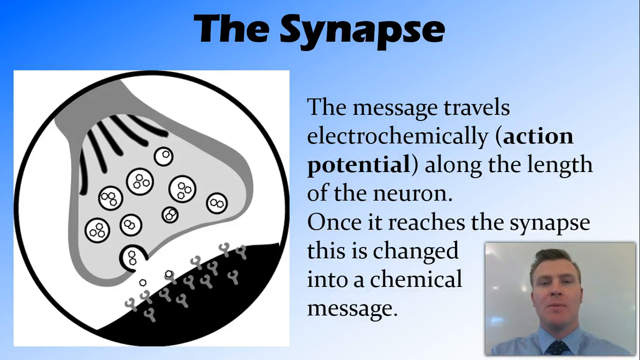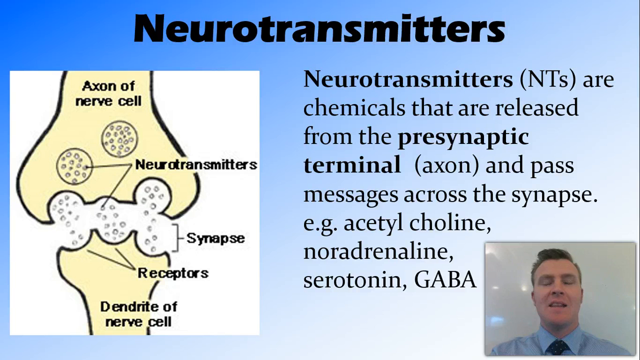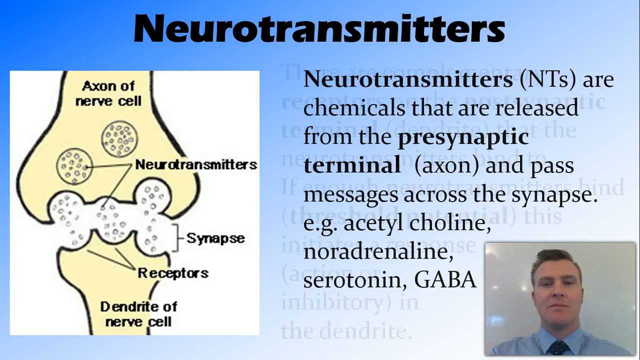That electrochemical potential isn't able to cross that gap. So this electrochemical impulse, or action potential, needs to be turned into a chemical message to cross this gap. The chemicals that send that message are called neurotransmitters. Neurotransmitters are released from the axon of one neuron, or the presynaptic terminal, and pass that message across the synapse. Some examples of neurotransmitters include acetylcholine, noradrenaline, serotonin, and gamma-aminobutyric acid.